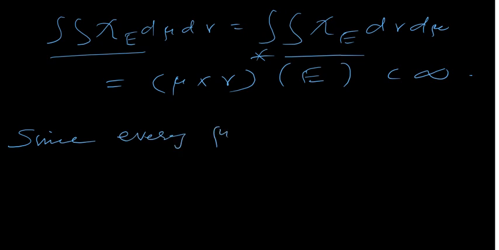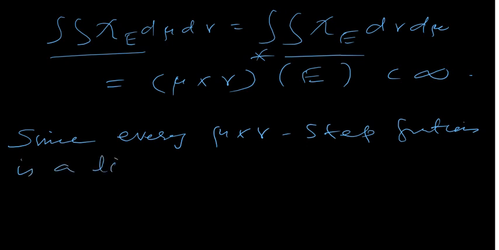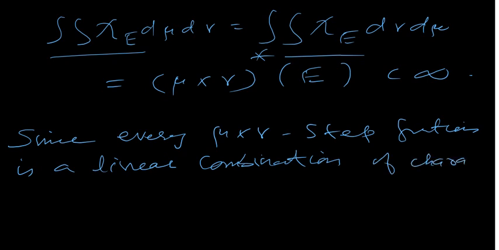Every mu cross nu step function in this measure space, every step function, is a finite linear combination of characteristic functions.